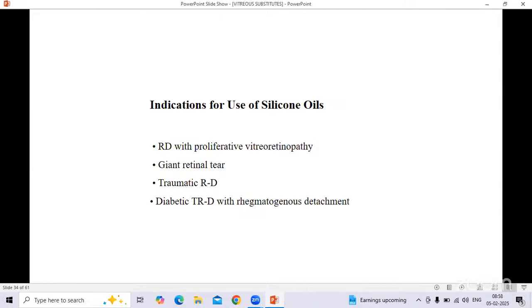Indications are RD with proliferative vitreoretinopathy, giant retinal tear, traumatic RD, and diabetic TRD with rhegmatogenous detachment.